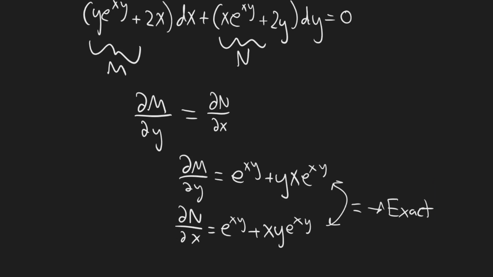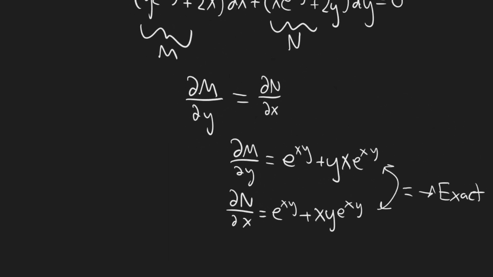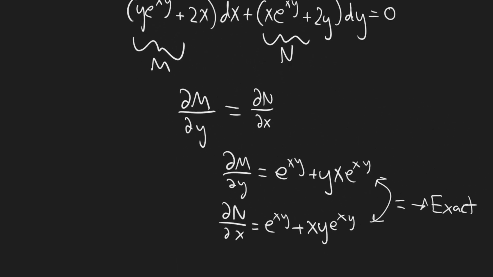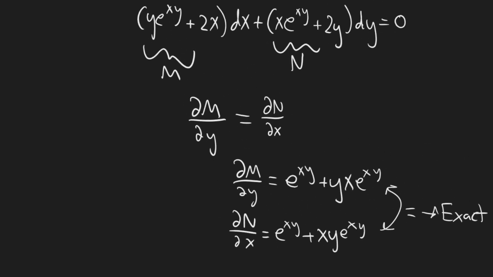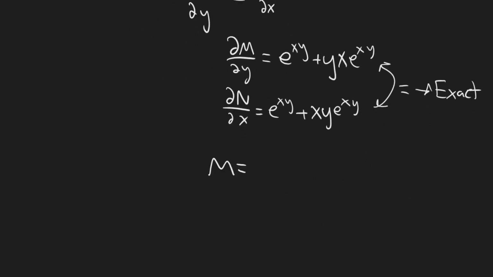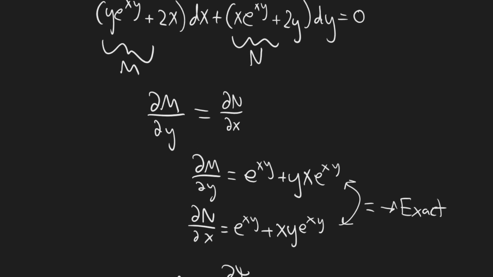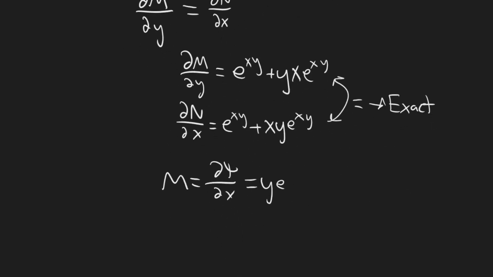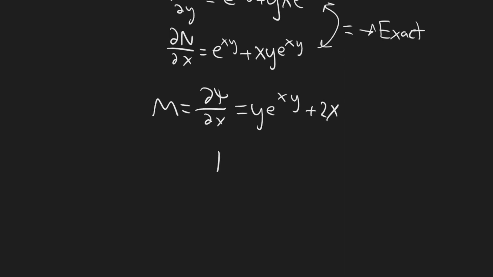Okay, we know they're exact, so we can go ahead and actually do the method. So remember, the first thing is that we have to remember that M just equals partial psi partial x. So let me write that here. M equals partial psi partial x, and in this case M is y e to the xy plus 2x. Our goal here is psi, so we're going to integrate with respect to x to find it. Integral of y e to the xy plus 2x with respect to x.